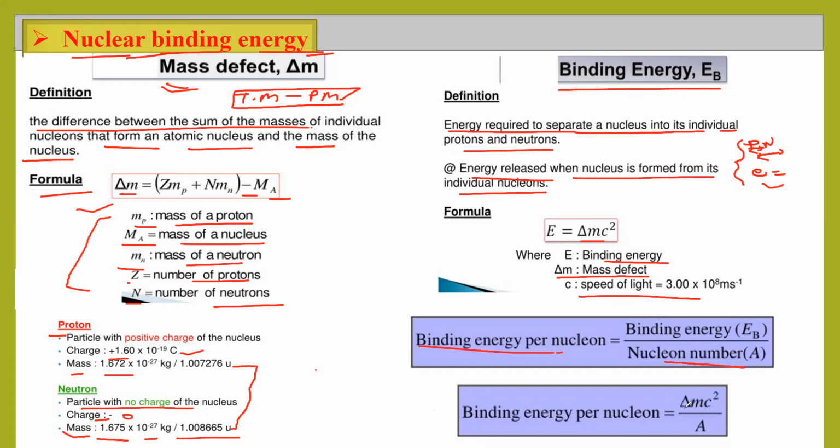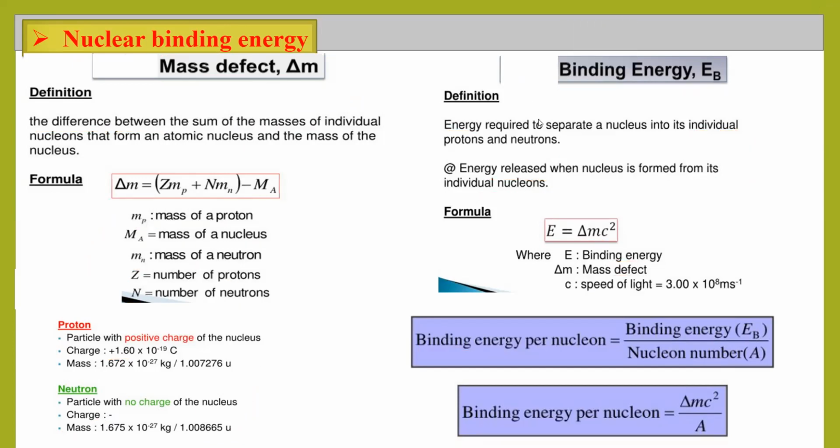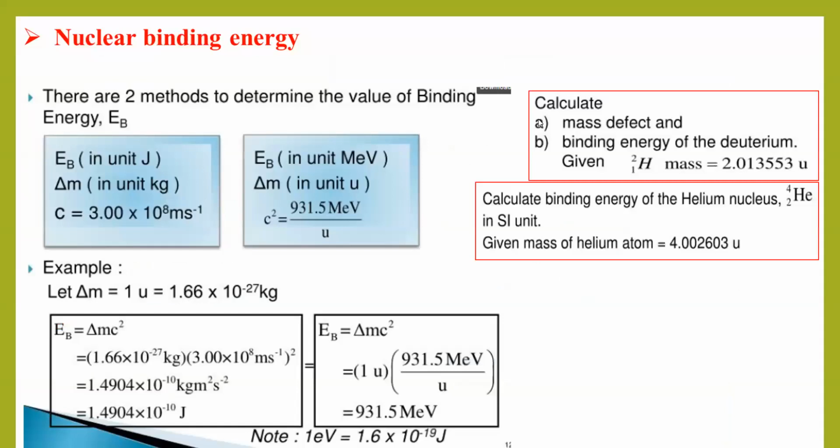So the formula becomes delta M C square by A. So binding energy per nucleon is delta M C square by A. With this formula, we can calculate the mass defect as well as the binding energy of a nucleus. Now, let's solve some questions so we can understand the binding energy.